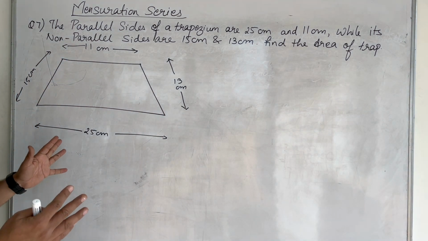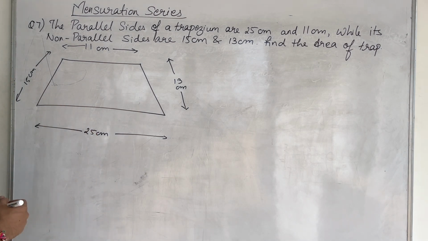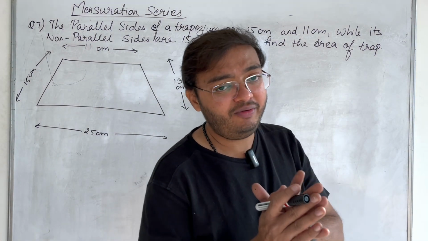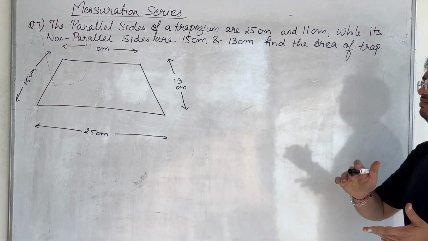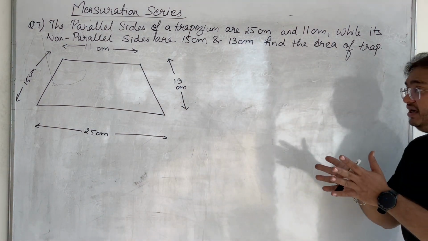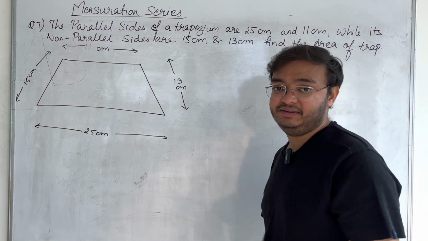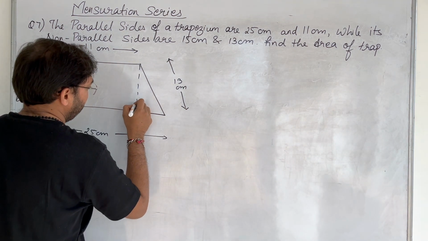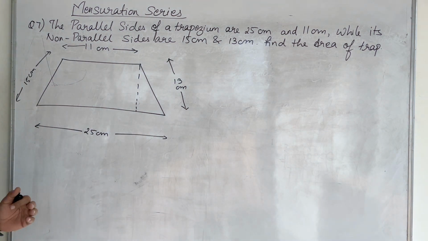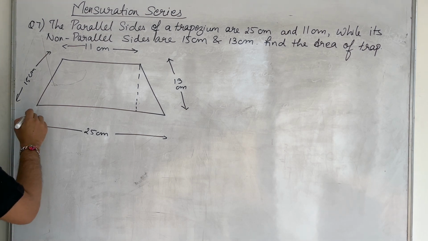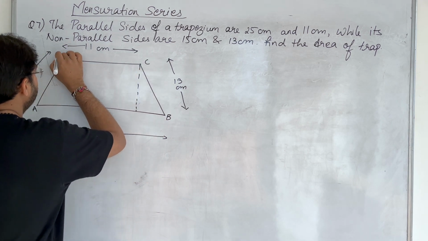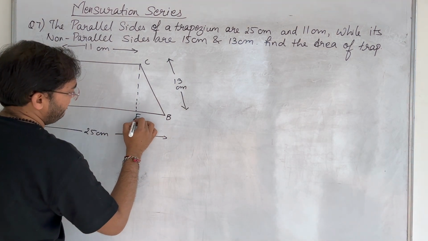Because here non-parallel sides' measurements are different and we have to find the area of the trapezium. We know to find the area of the trapezium, the formula is half into B1 plus B2 into height. Half is a constant, B1 and B2 are known to us, 25 centimeter, 11 centimeter. But what about height? Still it's missing. That means height is the vertical line. This is my height. Let us name this as A, B, C, D and E.